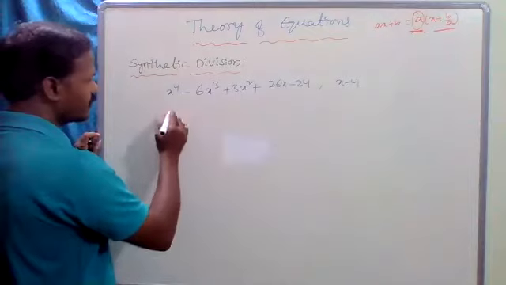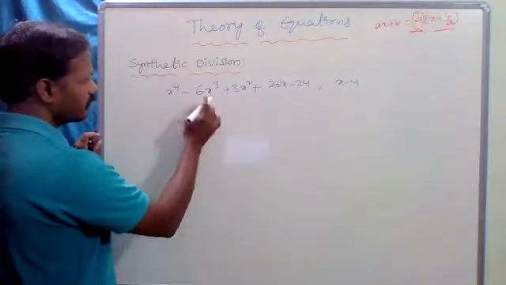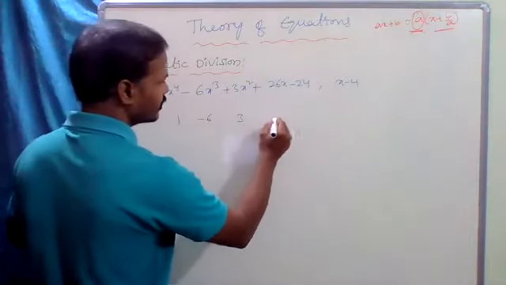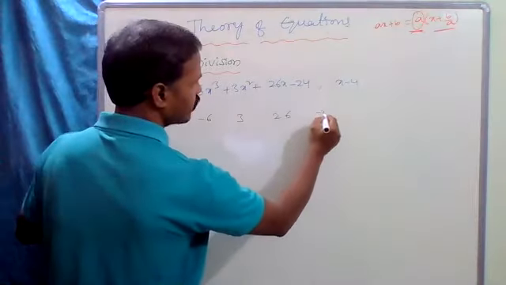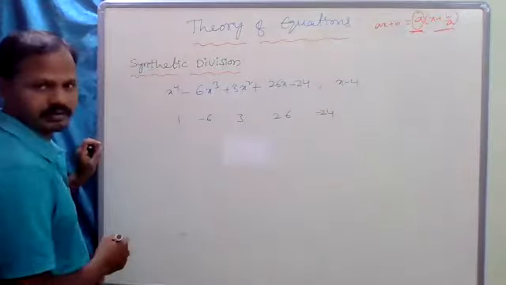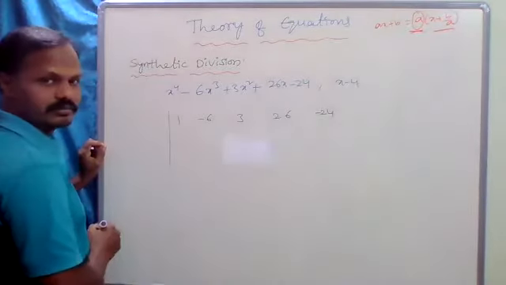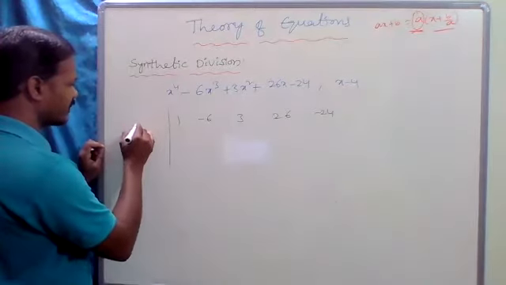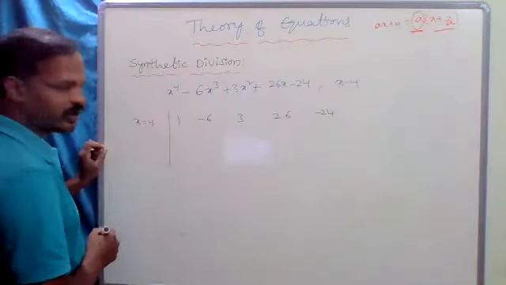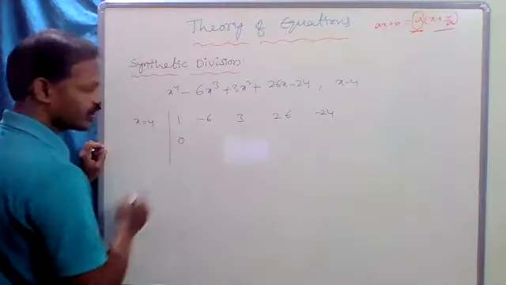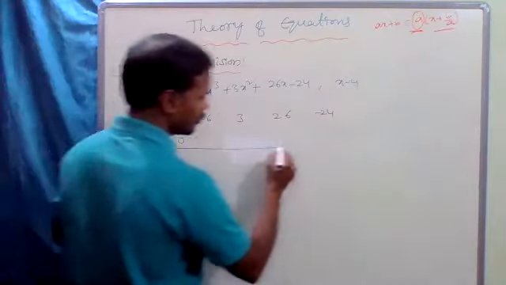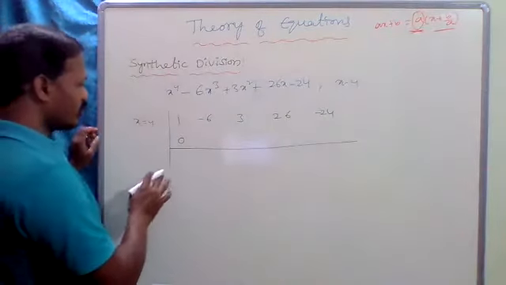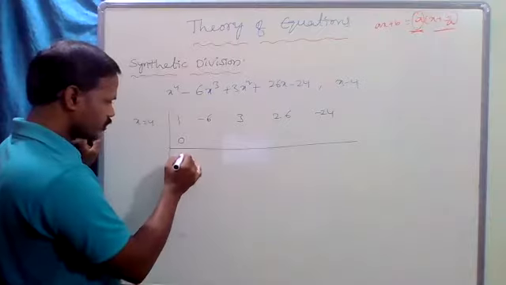So write the coefficients: 1, minus 6, 3, 26, minus 24. Okay. Now take a vertical line. Now, what is the divisor? x minus 4. That is x equal to 4. So, what you have to do? First of all, you have to write 4 here. Then, draw the horizontal line. Clear? Okay.